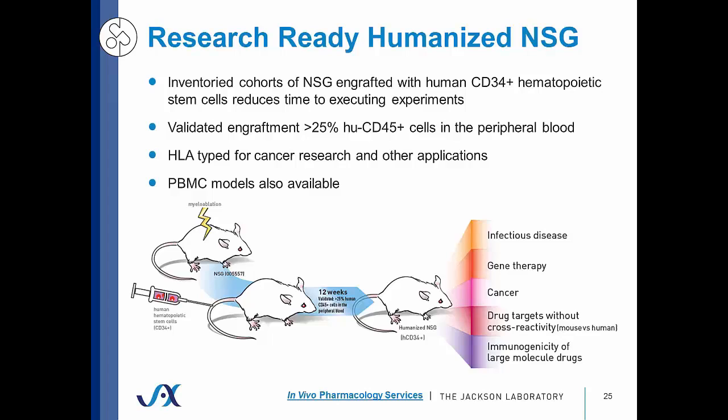So if you're interested in using any of these models, we have them readily available, and you can rely on our expertise for developing these models. We routinely engraft cohorts of CD34 NSG mice, and we validate them to ensure that they have at least 25% human immune cells in the peripheral blood. This is the lowest that we'll accept, but typically we see between 60 to 80% human immune cell engraftment in the peripheral blood. These models are HLA typed for cancer research, and so you can take advantage of that. We also have PBMC models available once you place an order.